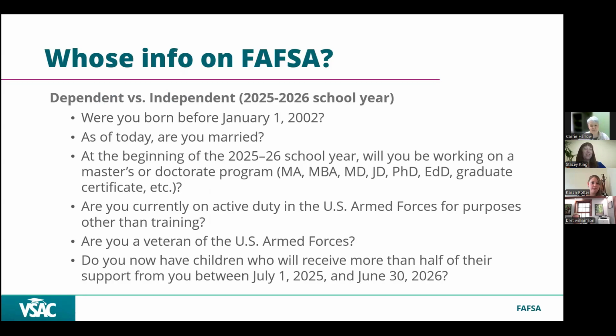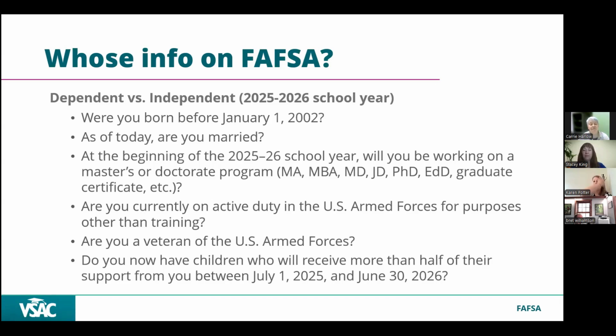So when we're trying to determine, when a student's filling out a FAFSA, whose information should go on there, the first question we need to ask is, are they a dependent or an independent student? So there are certain questions that we ask of the student. Were you born before January 1st, 2002? Or another way to think of that is, will you be 24 before January 1st of the school year?